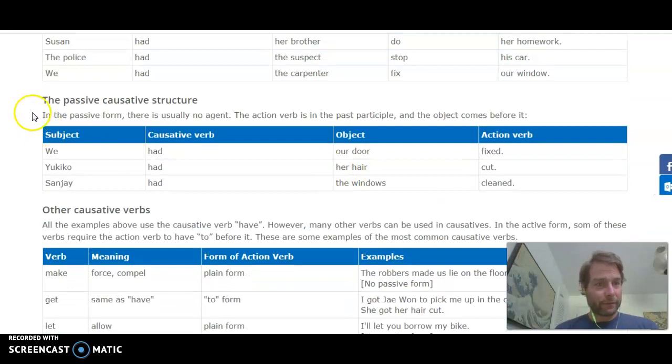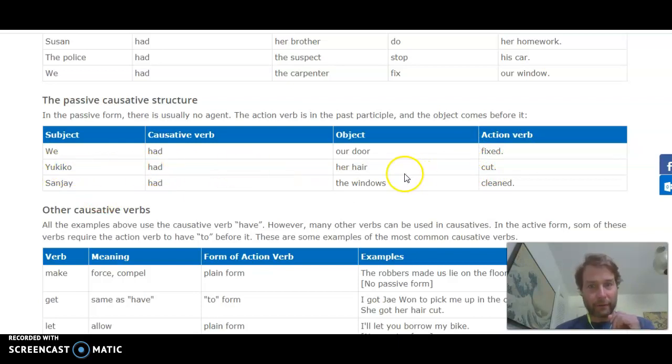The passive, on the other hand, is usually with no agent. The action verb is in the past participle and the object comes before it. This is where you need the third column. We had our door fixed. This is third column in this case.